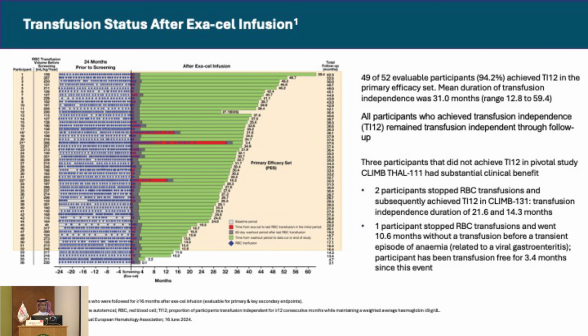And as you can see, almost all of them, except these two patients extended from the previous study, started to achieve transfusion independence. So 49 out of 52 evaluable patients achieved the transfusion-independent period.